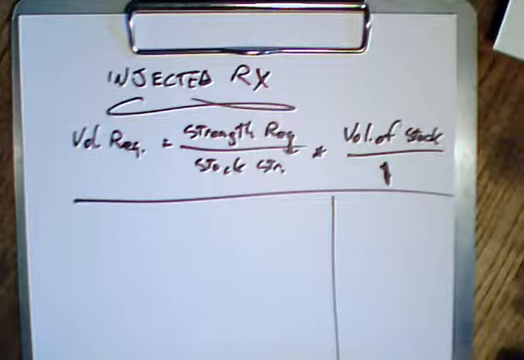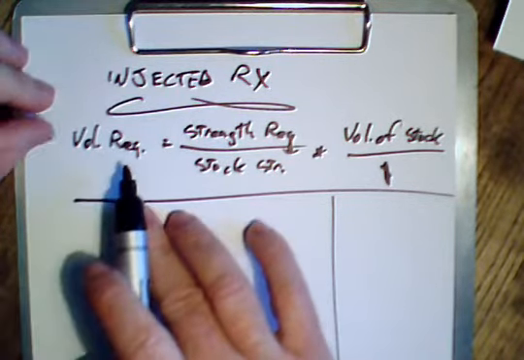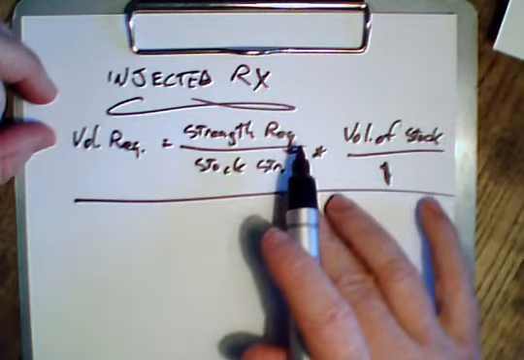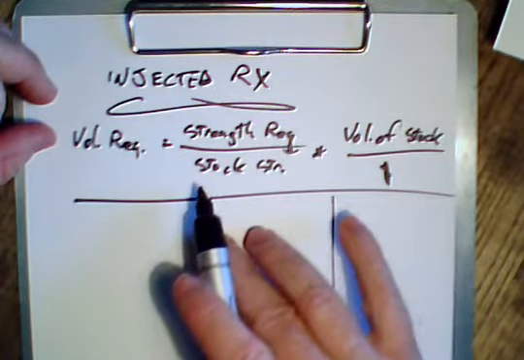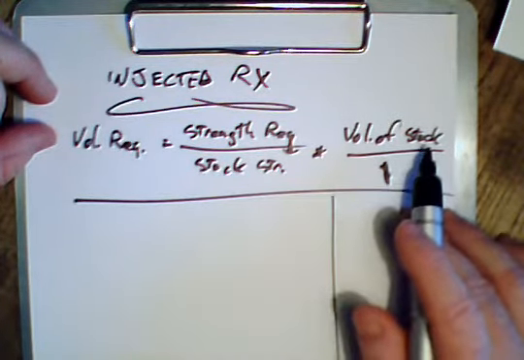Okay, injected medication. What we're after here is to be able to determine how much is to be injected because of the strength of the actual material being injected. Now as you can see, I've already set things out. The volume required is the strength required over the stock strength times the volume of stock.